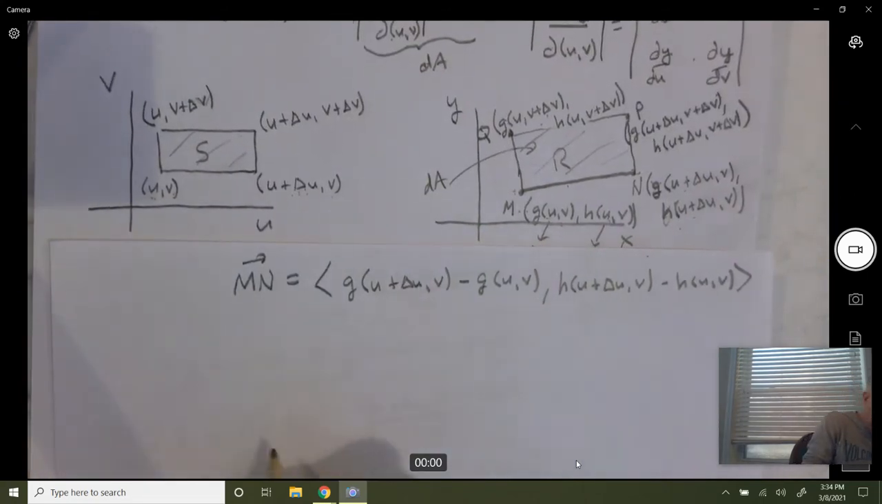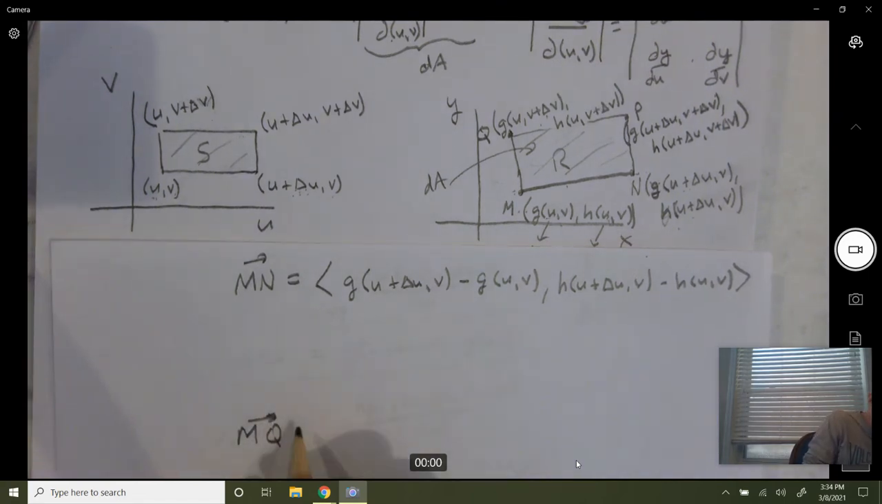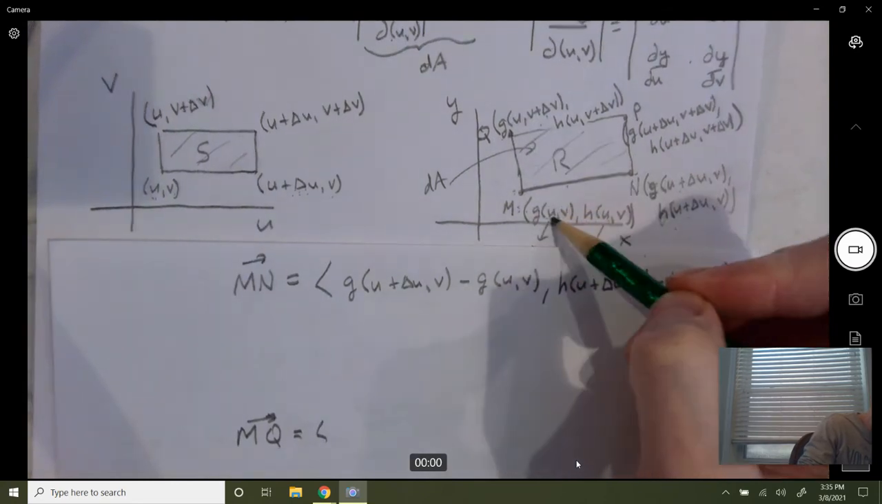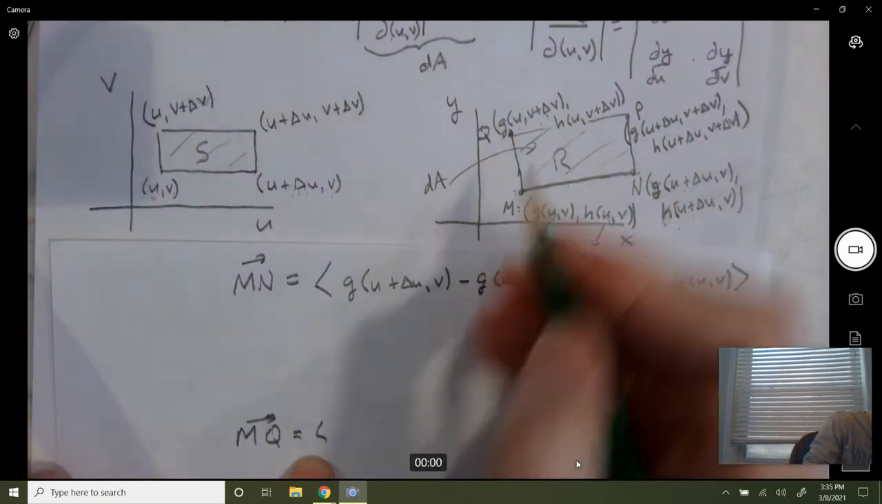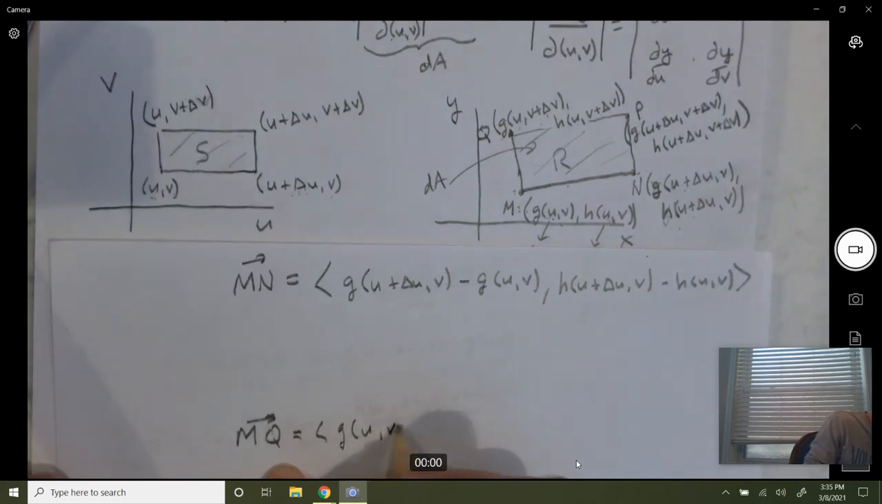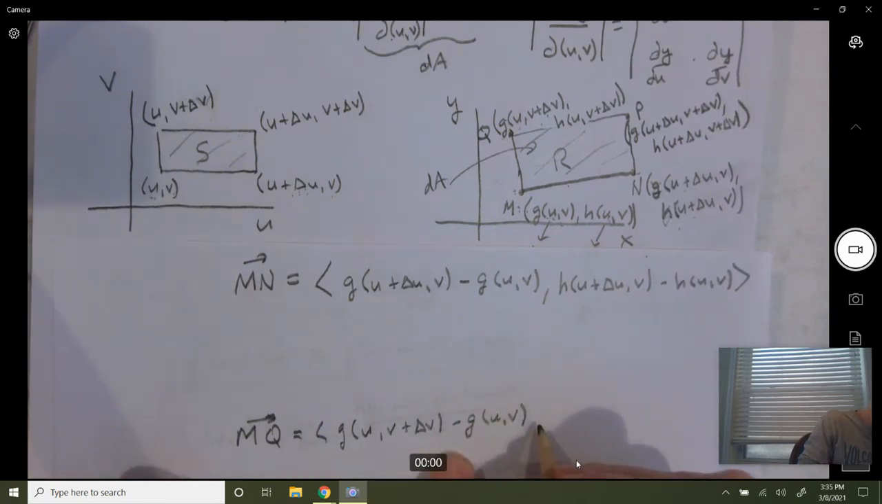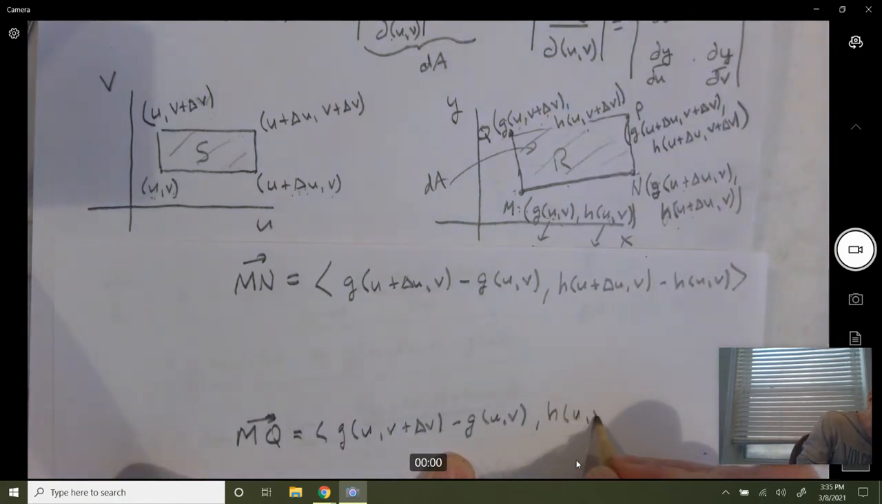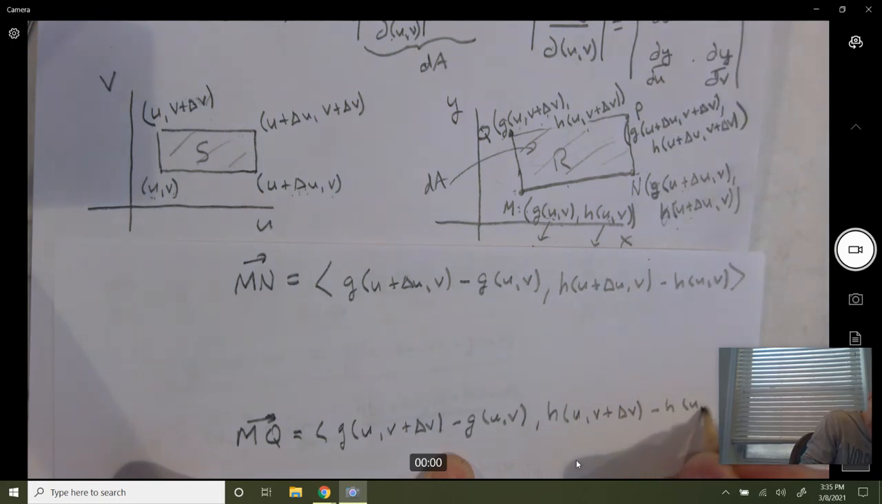And then let's do the MQ. I'm going to leave some space here because we're going to do something in between. The MQ is equal to, so this is M and this is Q, so we want final minus initial. So that's going to be G of (U, comma, V plus delta V) minus G of (U, V), comma, H of (U, comma, V plus delta V) minus H of (U, V).